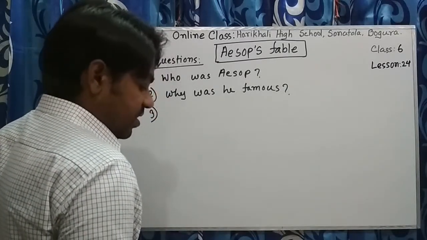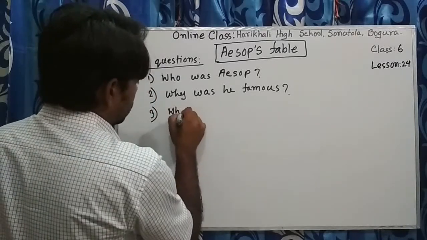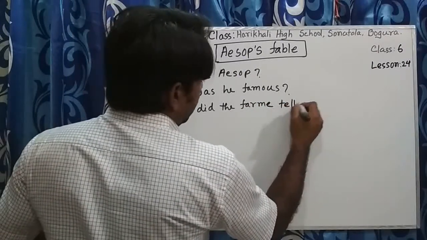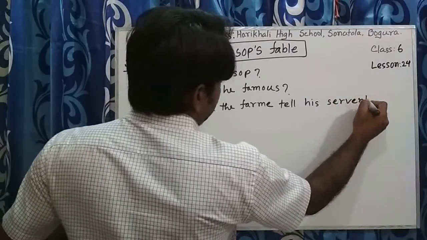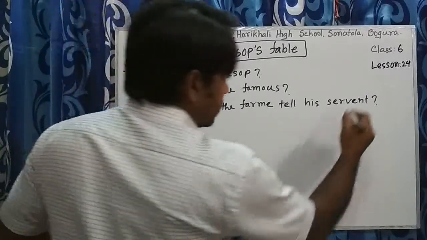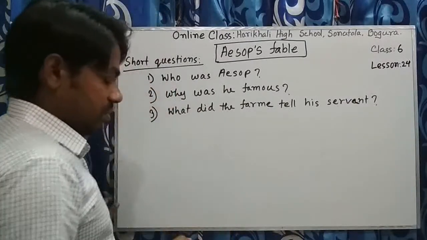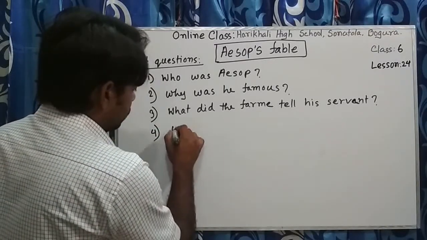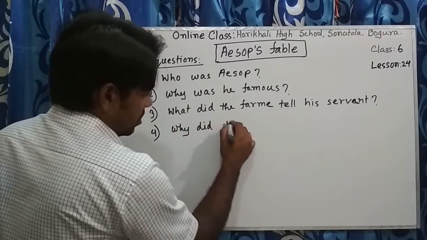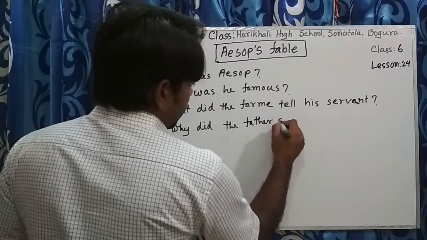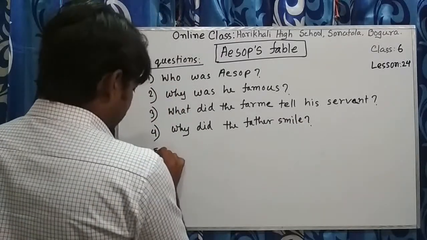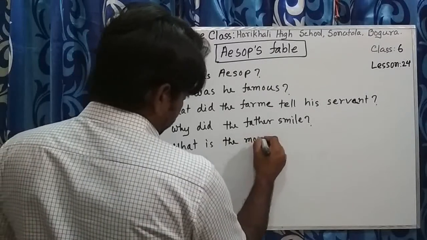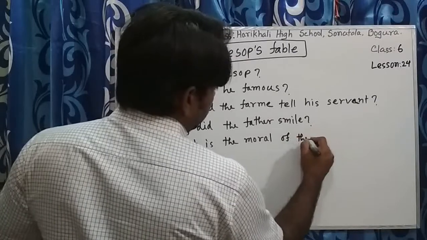Number 3. What did the farmer tell his servant? What is the moral of this? Number 4. Why did the father smile? Number 5. What is the moral of the story?